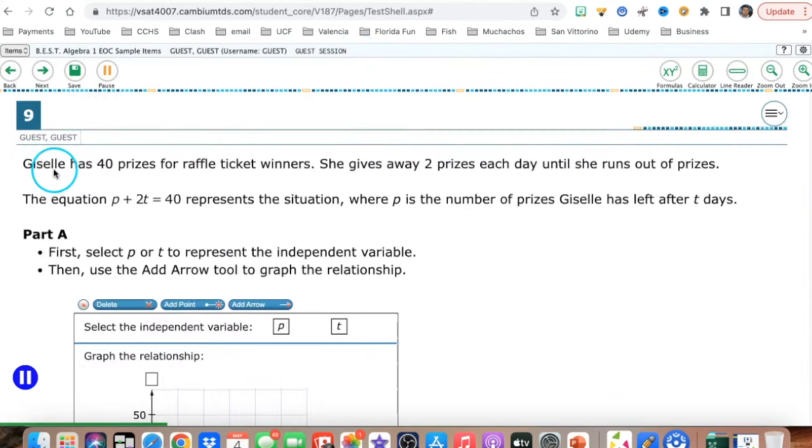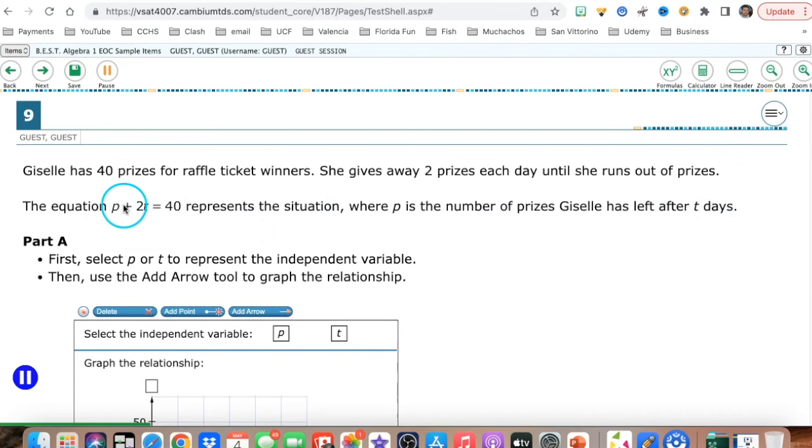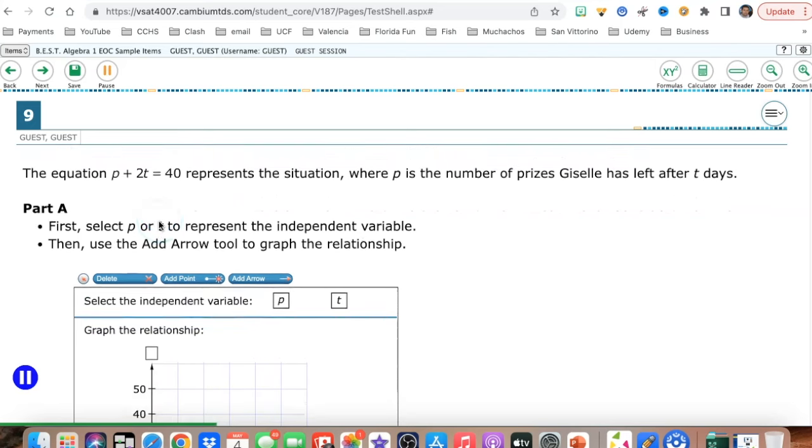Next. Question 9. Giselle has 40 prizes for raffle ticket winners. She gives away 2 prizes each day until she runs out of prizes. The equation p plus 2t equals 40 represents the situation where p is the number of prizes Giselle has left after t days. So if you notice, 2 prizes each day, this is my slope. When they say 2 prizes per day, per hour, per minute, per something, okay, so 2 is my slope. So let's scroll up.